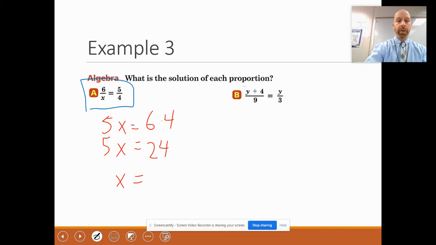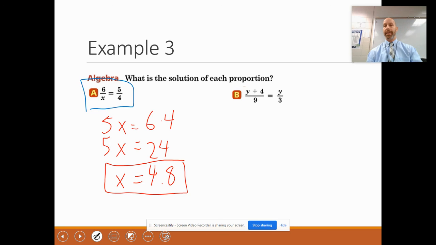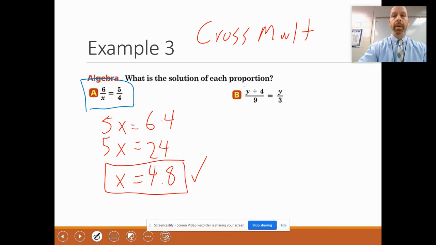So x is equal to, and now I'm going to use my calculator because this is going to give me a decimal answer. We take 24 divided by 5, and we get 4.8. And we can even check that answer by putting that 4.8 in there and checking, does 5 times 4.8 equal 6 times 4? Well, when I take 5 times 4.8, I get 24, and 6 times 4 is also 24. So that's a check. So we cross multiply here.